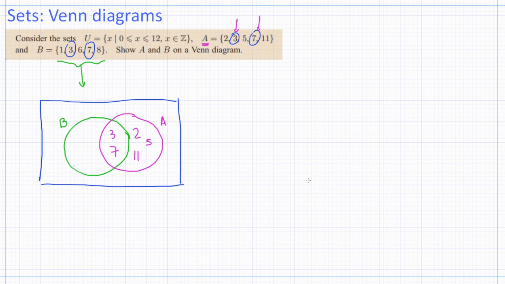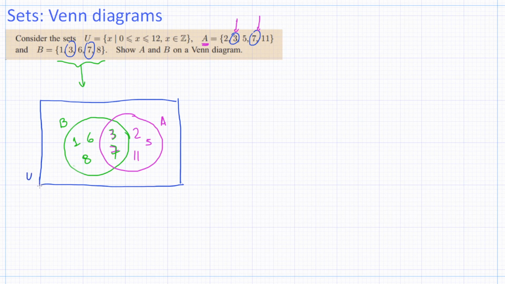Now, if we look at set B, we should do the same thing, and we'll see that the ones which are shared have already been filled in. So 3 and 7, right? Just 3 and 7, right? They're shared. And 1, 6, and 8 are not. So what are we missing now? Well, the numbers which are in neither of those sets.